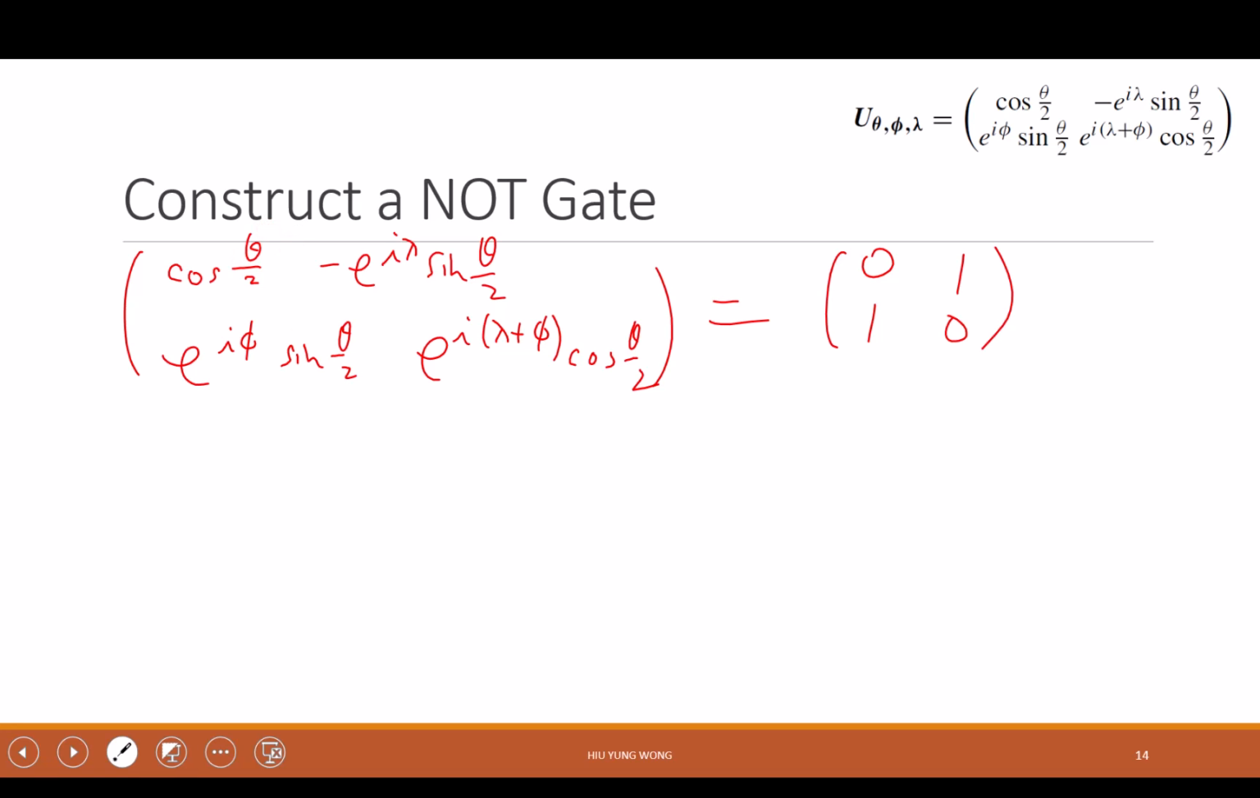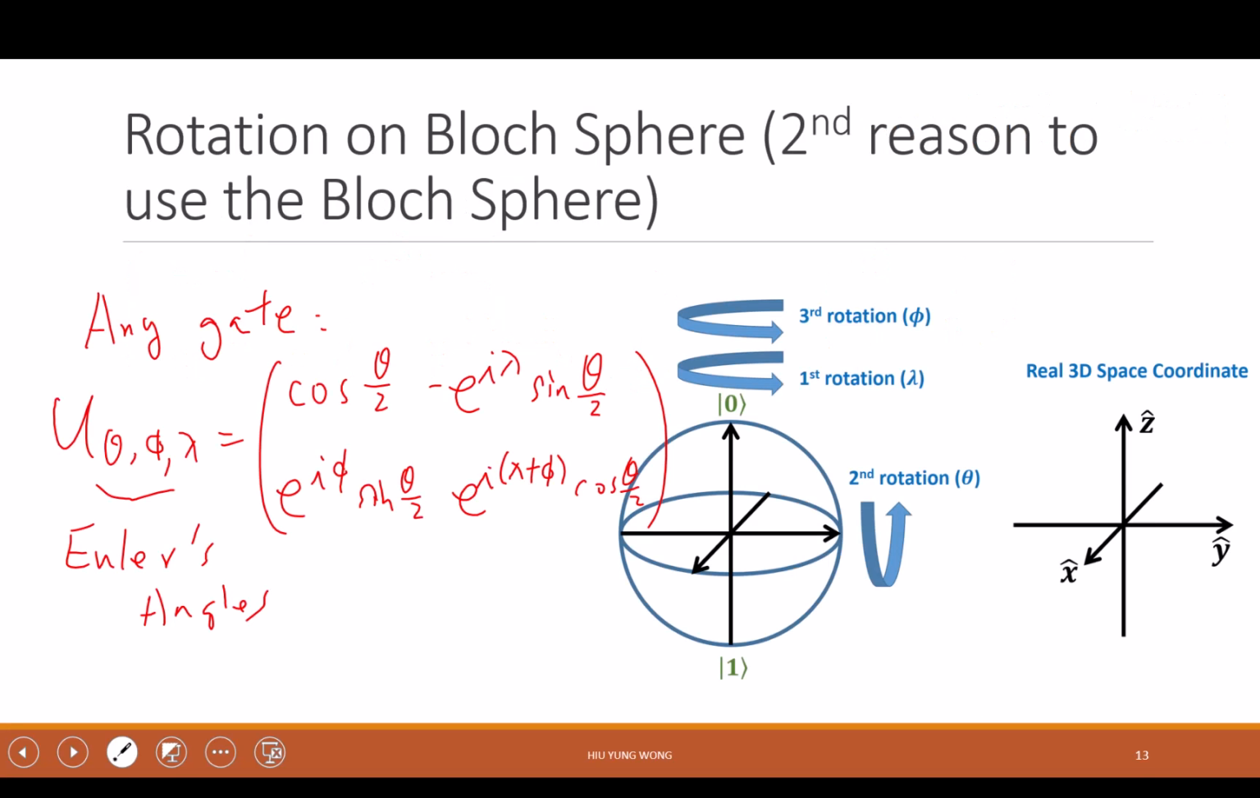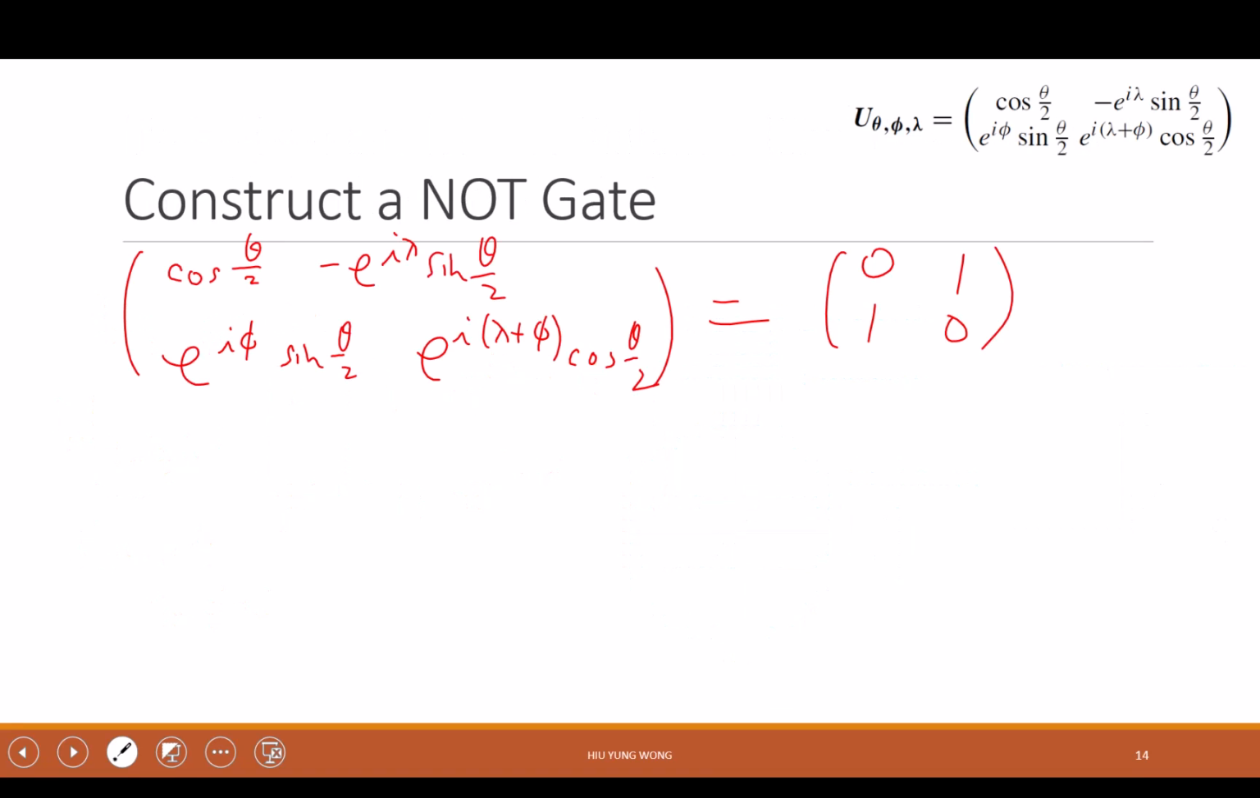And because I understand the meaning of theta, lambda, and phi, I know how I should rotate in the Bloch sphere in order to get a NOT gate. And you will find that it is not just rotating. You will think that, let me just rotate from North Pole to South Pole, then it's a NOT gate. No. Because this is a special case, I will show you why that is wrong, right? But let's do this first. How do I solve this equation?